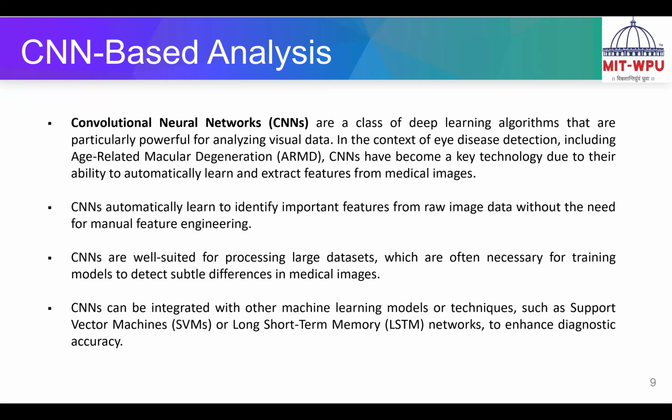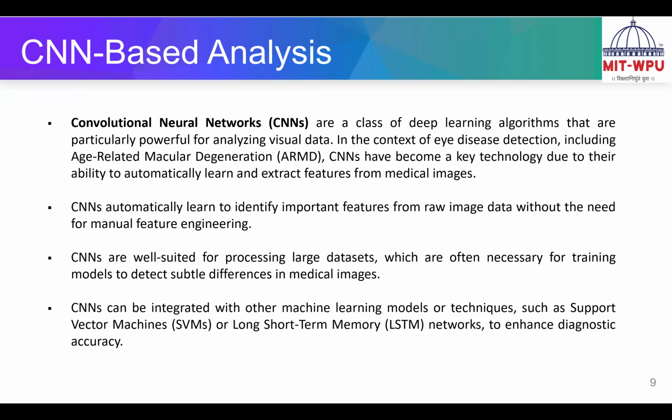Yeah. So here I have categorized this literature based on the techniques. CNN-based analysis initially. Convolutional neural networks are a class of deep learning algorithms that are particularly powerful for analyzing visual data. In the context of eye disease detection, including ARMD, CNNs have become a key technology due to their ability to automatically learn and extract features from medical images.